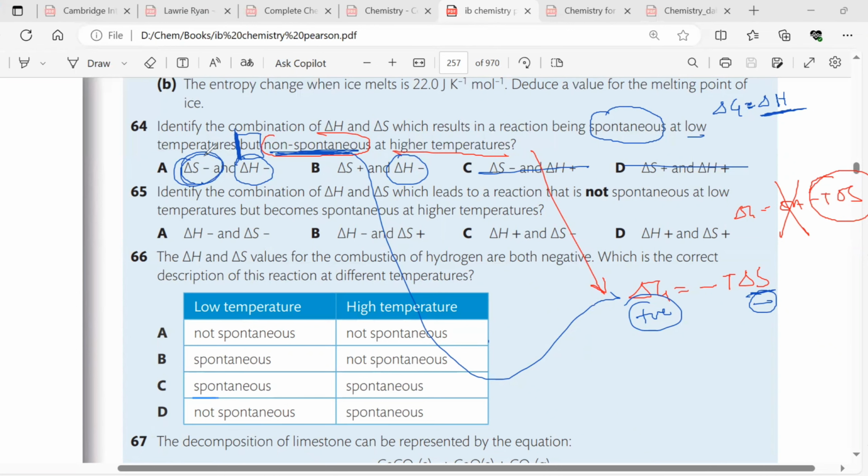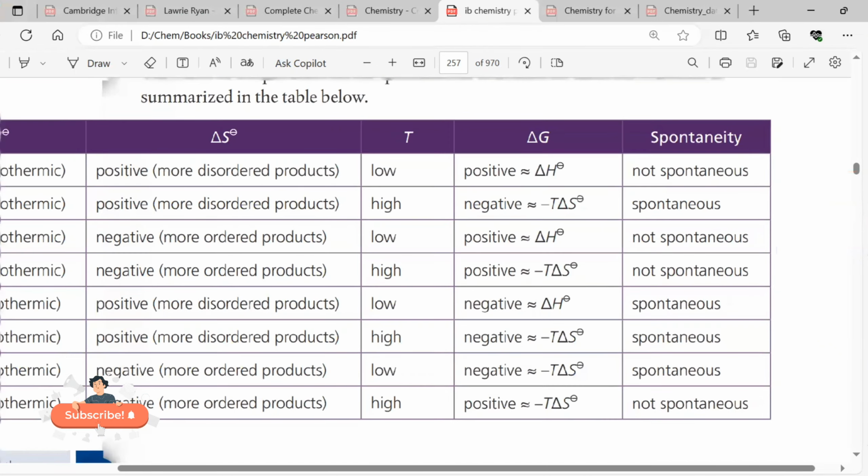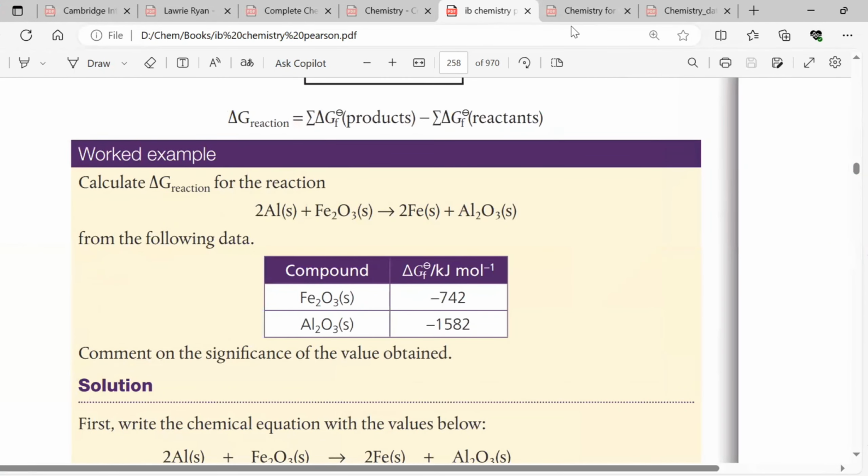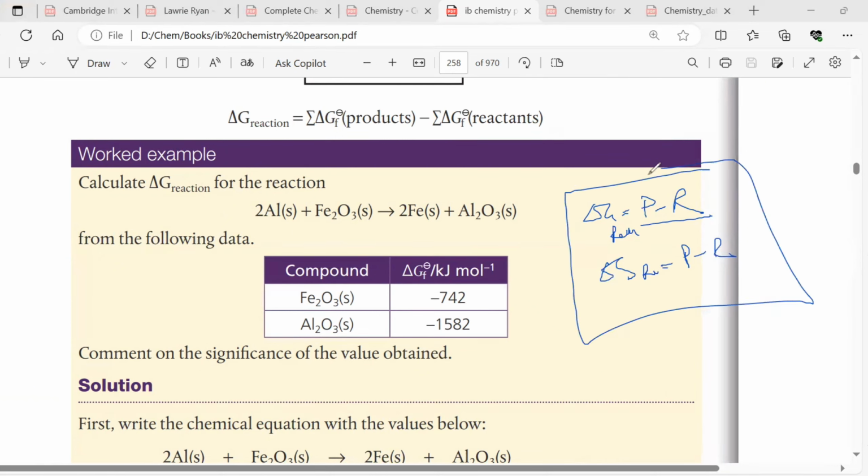Now whenever we are getting a particular question of delta G, ultimately, as I have told you, the shortcut is delta G is equal to P minus R. If you're asking for the delta G of a reaction, it is P minus R: the products' total Gibbs free energy minus the reactants' Gibbs free energy. Delta S of a reaction is how much? P minus R, right? We discussed this, right? Now come to this thing.